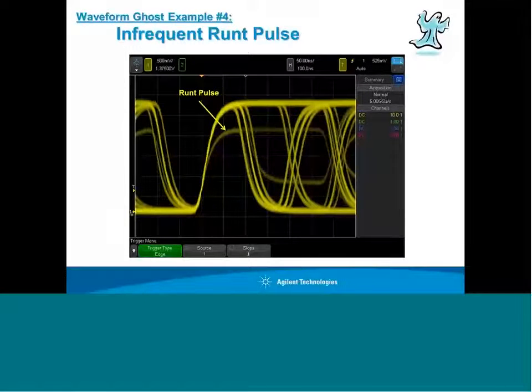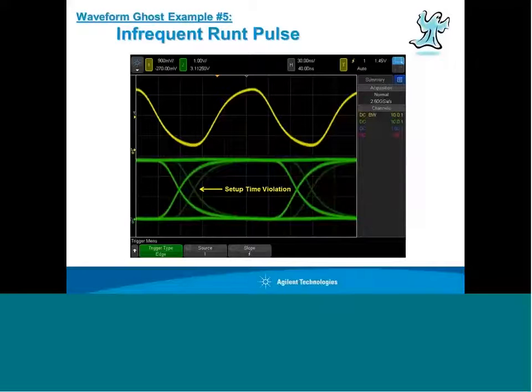This is another example. This is a runt pulse. To define what a runt pulse is: a digital pulse stream has a normal high level and a normal logic low level, but occasionally a pulse may never rise to its full output high level or output low level. In this case, we can see both high level runts as well as low level runts.